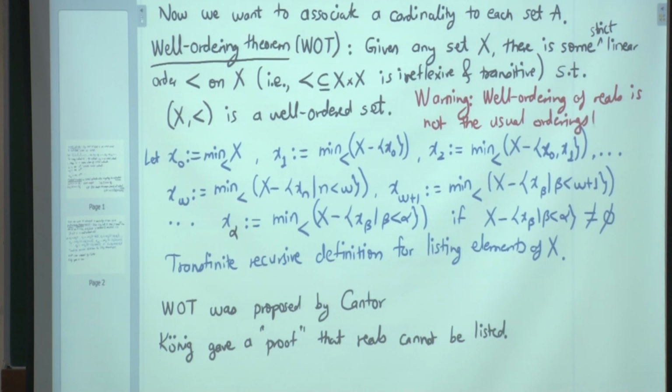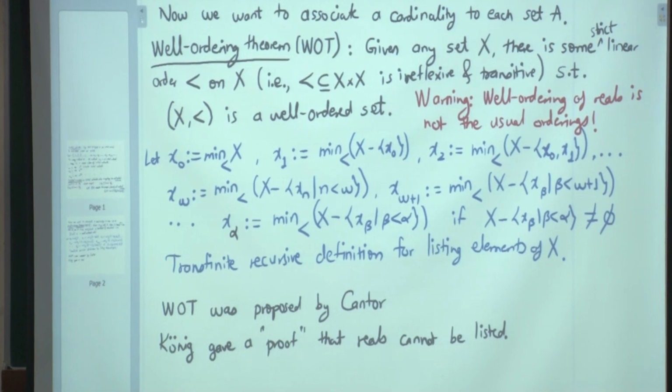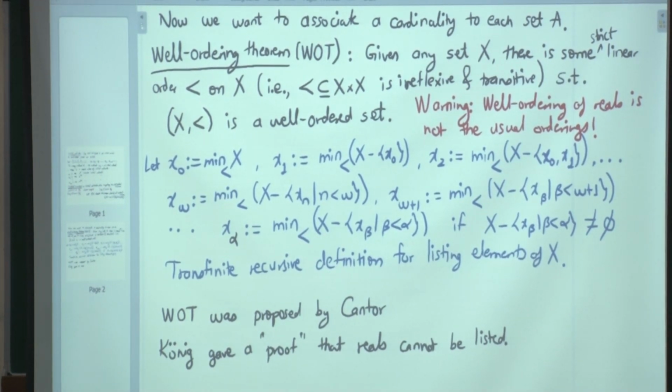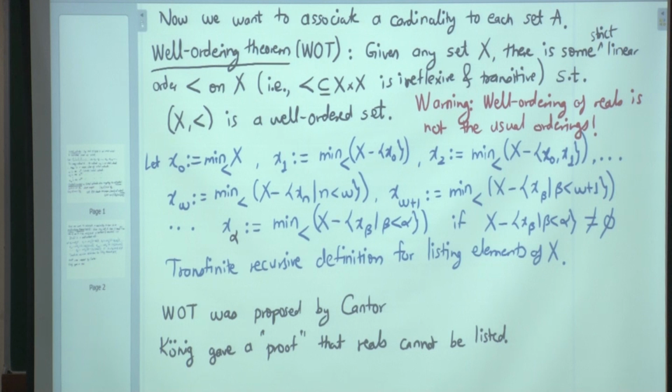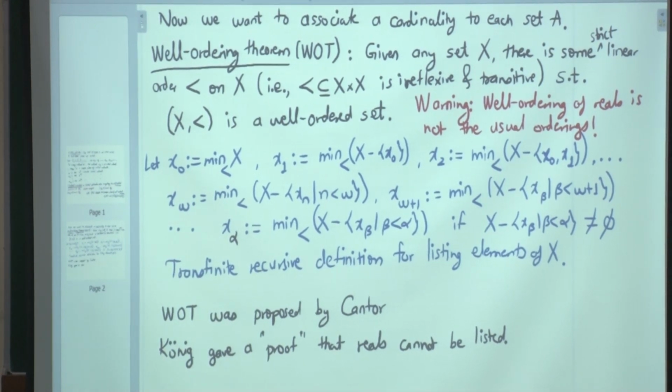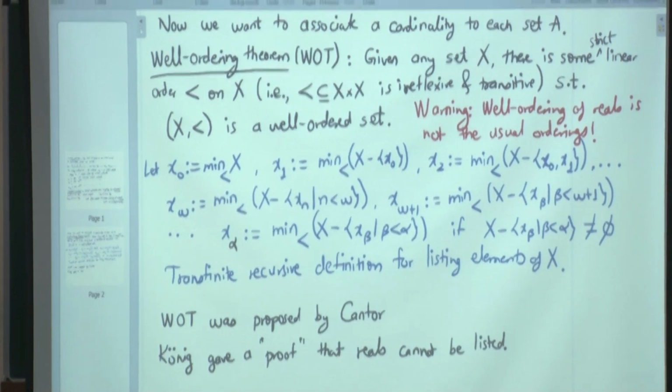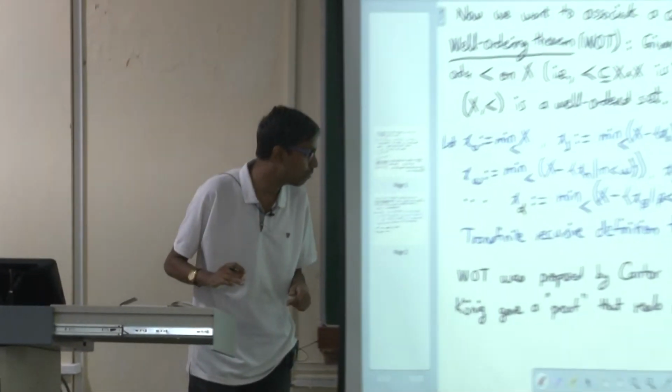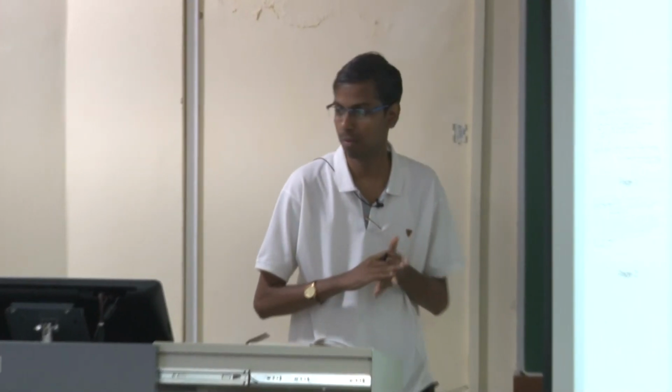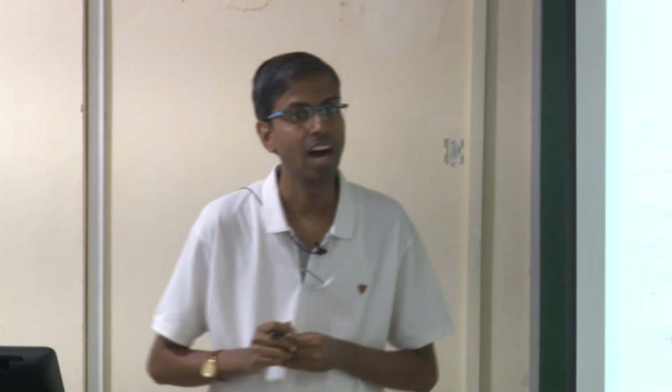This was a big point of conflict because rational numbers can be well ordered, that people could show easily. Yeah, it's not with respect to the usual ordering, but we have seen rational numbers can be listed. So that wasn't a surprise, but real numbers can be well ordered. People did not want to believe that. So therefore, Koenig gave a proof that reals cannot be listed. A few days later, Hausdorff found a flaw in that proof.